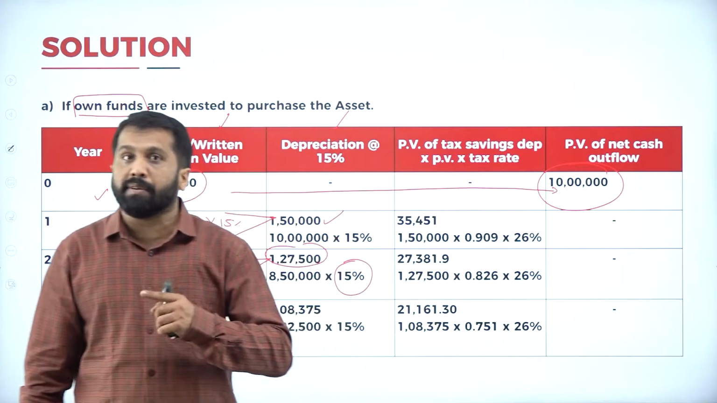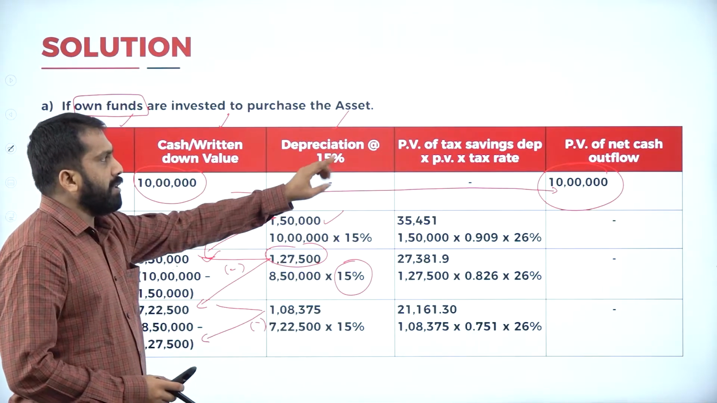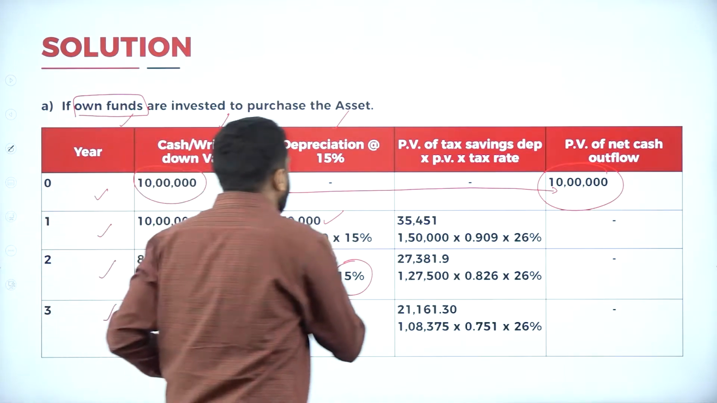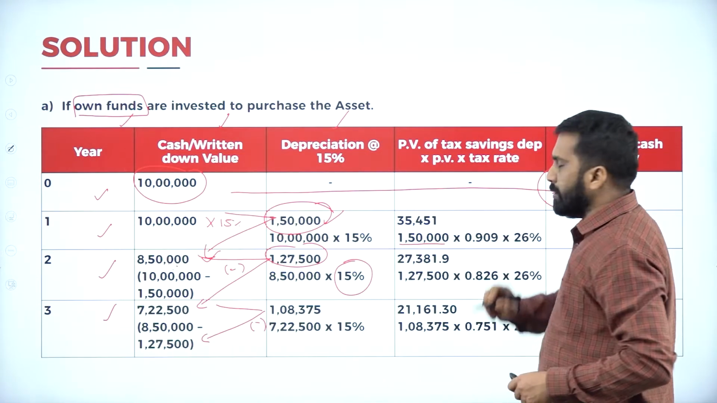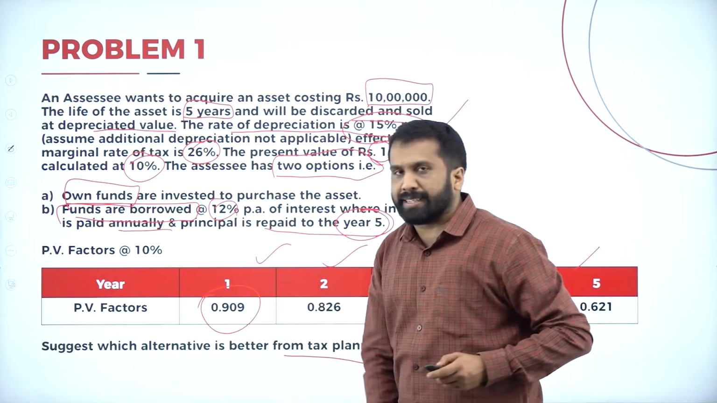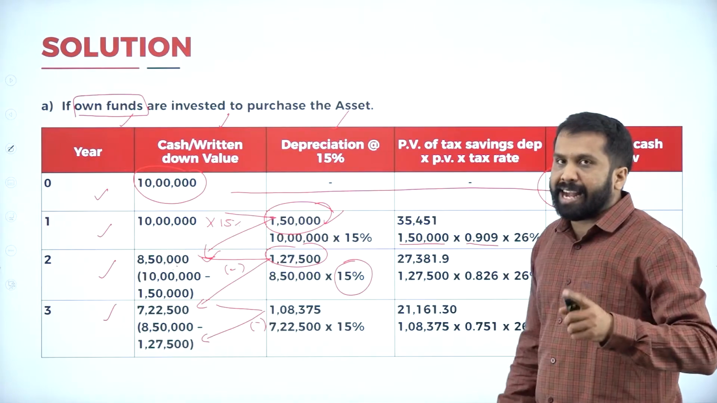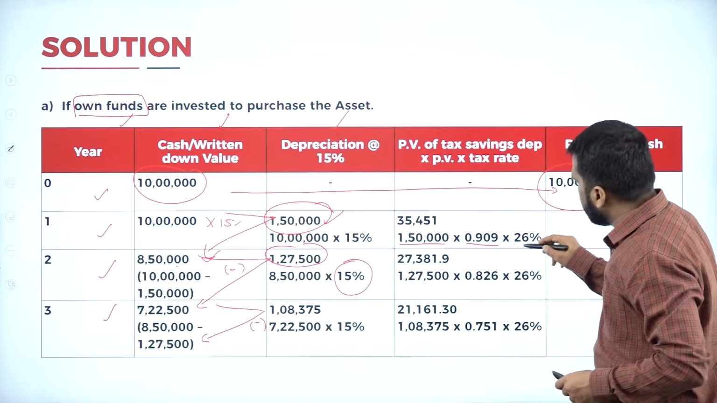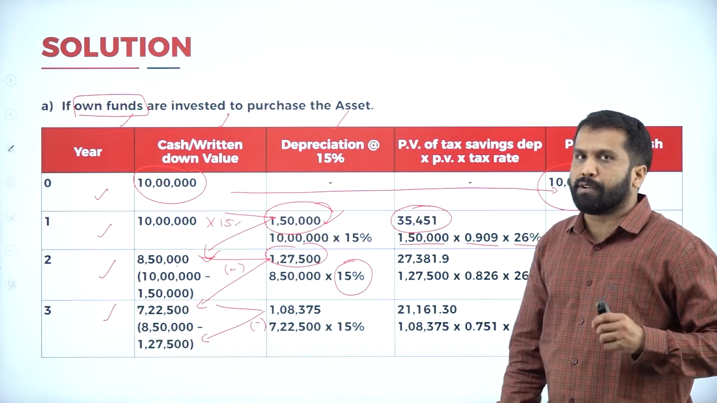We'll go to column number 4. What is column number 4? PV, present value of tax saving. How much did you get now? 1,50,000 you got. Right, 1,50,000. Yes. What is the PV factor? 0.909. What is the tax percentage? 26%. Take 26%. Multiply, you will get 35,451.